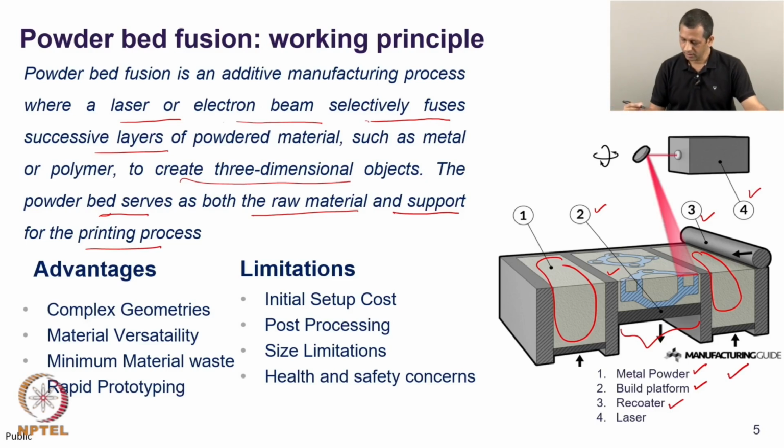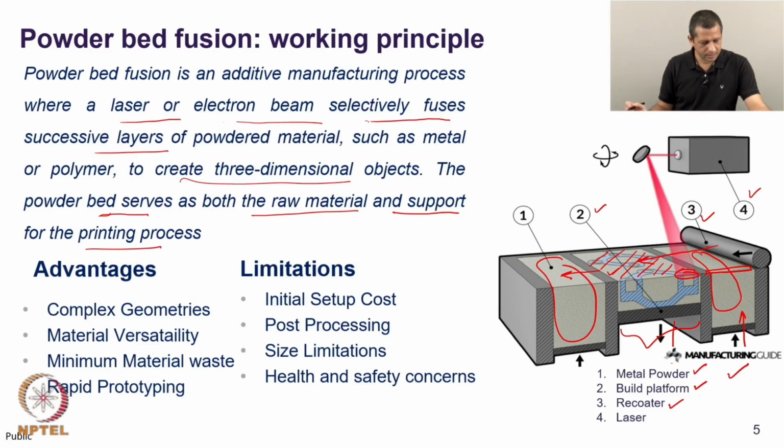As I mentioned earlier, as the process is continuing, the build platform goes down depending upon what layer thickness we have chosen. The metal powder reservoir or polymer powder reservoir is pushed up so that one layer of powder is created here. This layer of powder is pushed by the recoater on top of the build platform and thus after that everywhere there will be a spread powder which will be processed using this beam of laser.